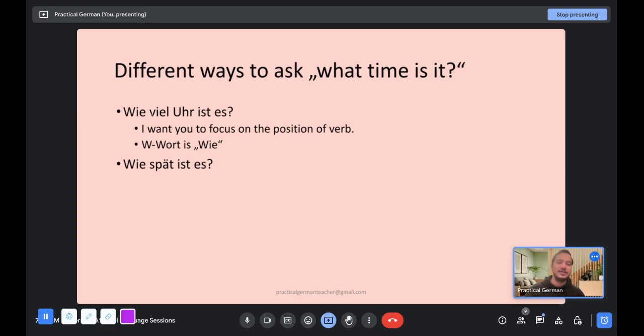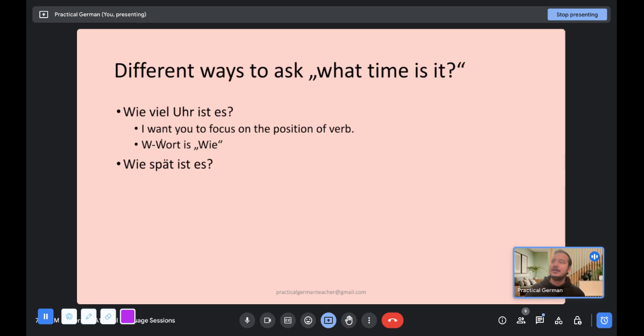It just means that we are now past that formality phase. It doesn't have to be formal with me. Please read the next one, this one. Wie spät ist es? What do you think it may mean? Same thing. Literally it means how late is it. Yeah, so spät means late.